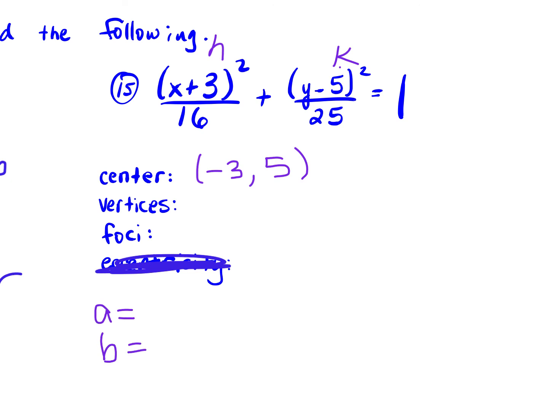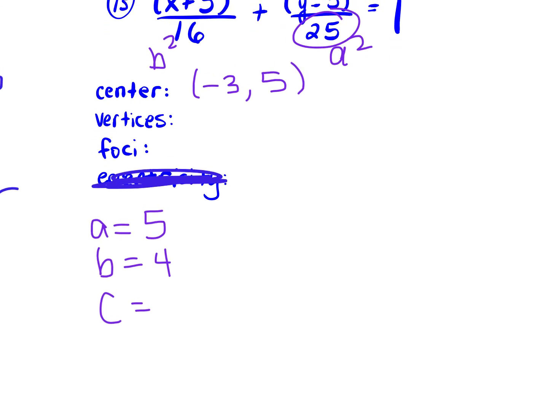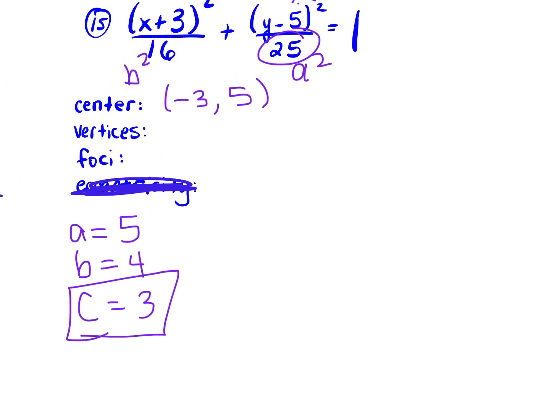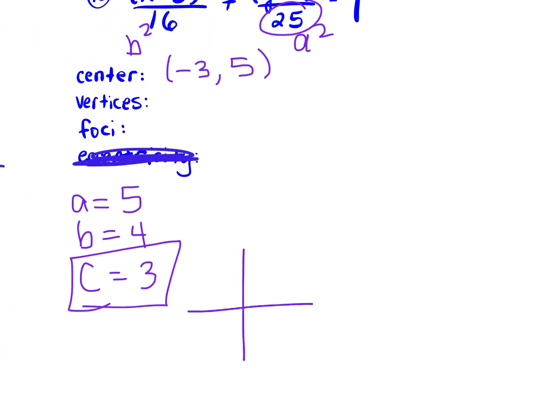So a squared would be 25, so my a value here is 5. This is the bigger number, so this is your a squared. My minor would be b squared, so square root of 16 would be 4. And to find c, I would use my formula, c squared equals a squared minus b squared, which would give you 3. So this is going to be the distance. Your c value is the distance from the center to the foci. So if you look at this, guys, -3, 1, 2, 3, 5, 1, 2, 3, 4, 5, got a point here. So my foci, my focuses, are going to be up and down.